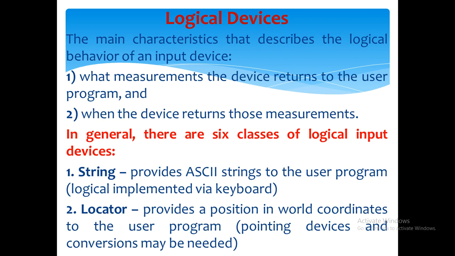In general, there are 6 classes of logical input devices. Means logically these input devices are classified in 6 groups. The input device may be the same, but logically it may behave differently, right? Depending on how they are behaving, what input they will give to my program, and when they will give it, the input devices are classified logically into 6 classes.